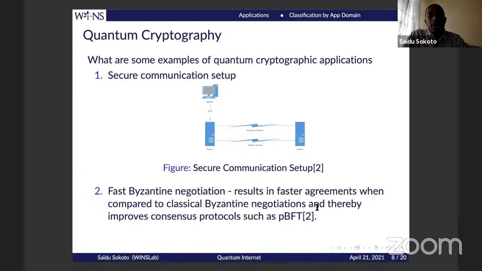So under the quantum cryptography, we have two examples here to show what quantum cryptography means. We have the secure communication setup. I believe this is one of the most famous examples, or the most well-known example, of the use of the quantum network. We have, for example, the quantum key distribution, right? In the picture here, we have two nodes, for example, a bank 1 and a bank 2. Let's say they want to exchange some confidential information.